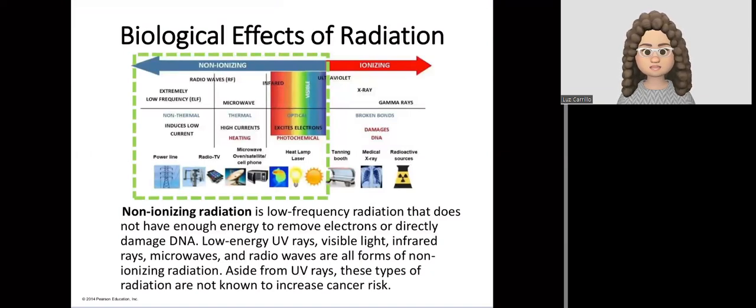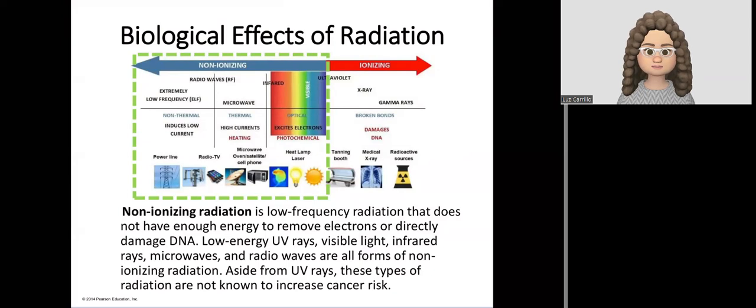So now that we have observed the examples of ionizing radiation, let's look at non-ionizing radiation. Non-ionizing radiation is defined as low-frequency radiation that does not have enough energy to remove electrons or directly damage DNA. Some examples of non-ionizing radiation, as you can see, are many things that we utilize in everyday life. Low energy UV rays, which we can perceive from the sun.